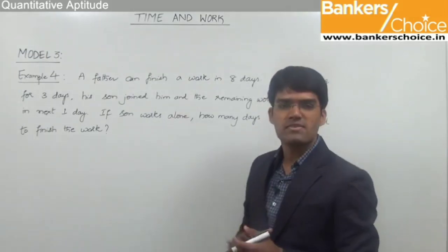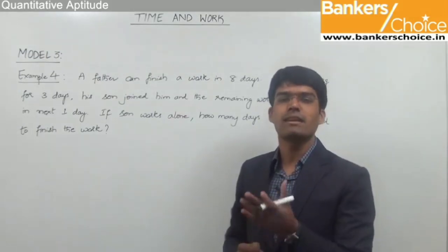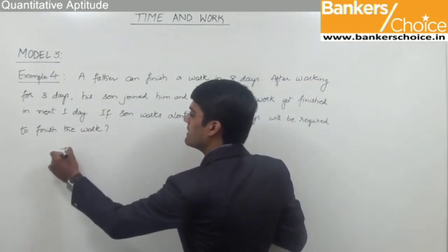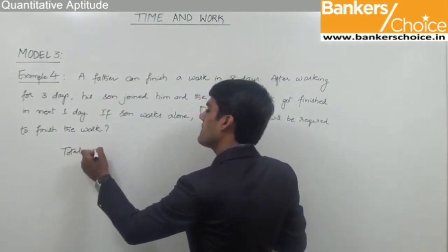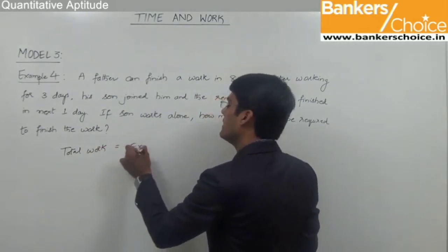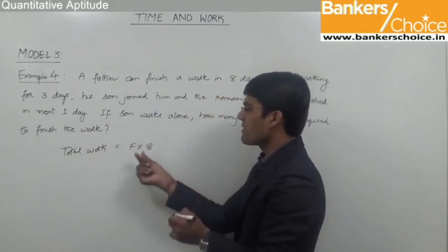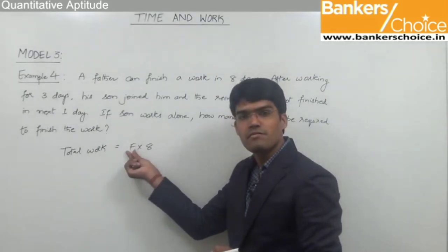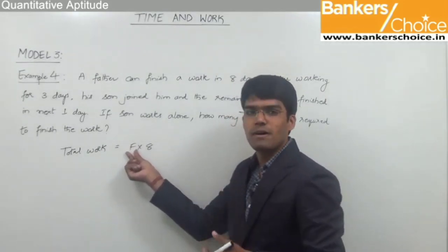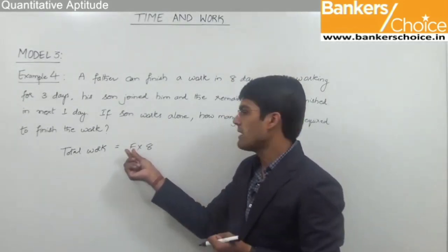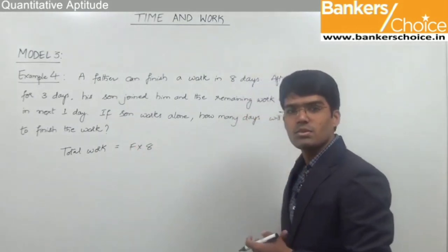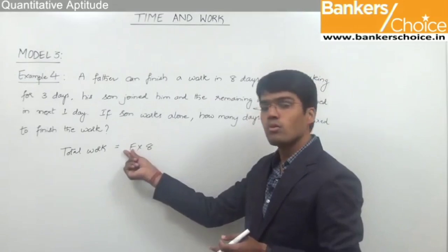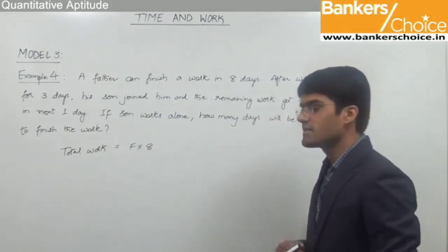Now here the two types of persons that we have are a father and a son. So we can say that the total work is nothing but father into 8 days, that is number of men into number of days. Understand, when we say F here, F is nothing but the capacity of the father or the efficiency of the father. So F into 8 is the total work, that is nothing but the number of persons into number of days. So only one person whose capacity is F into 8 days.